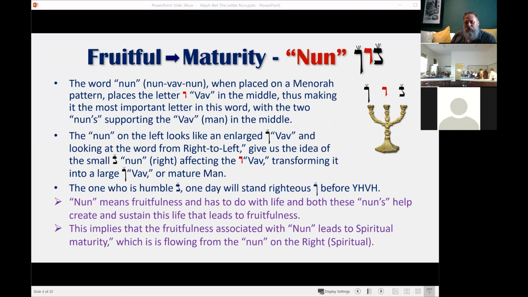So now, from right to left, we see that the product of the first two produces the large Nun, which is the enlarged Vav. So we see the progression from the small Vav to a large Vav, or in this case, just the symbolism of the large Nun, which represents the Vav. And the Nun on the right side is basically the spiritual fruitfulness that transforms the middle Vav, which is man, into a mature form. So we need that fruitfulness that comes from Yahweh. So that's one way to look at it.